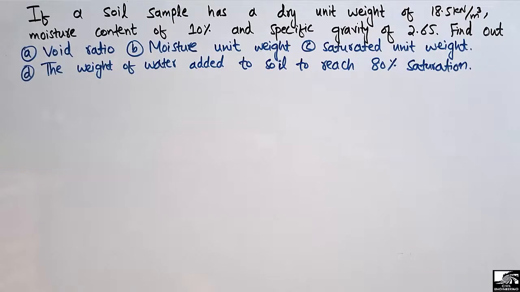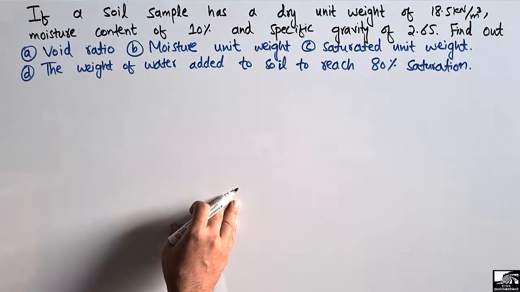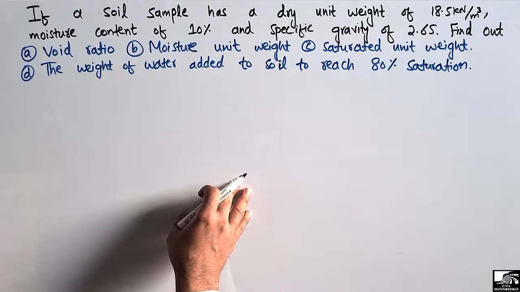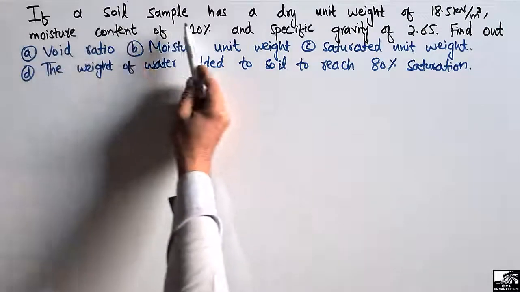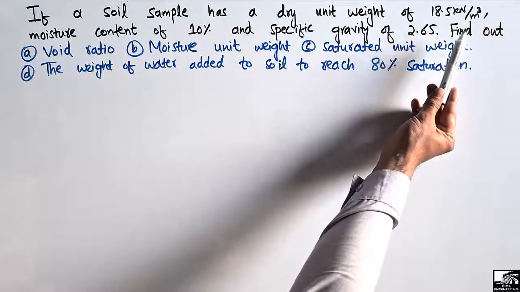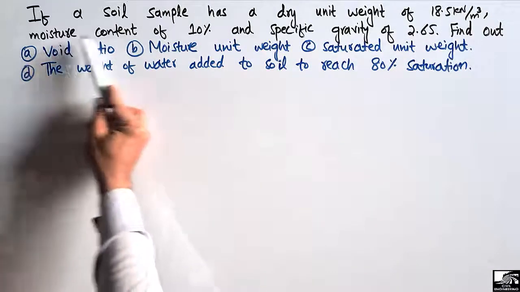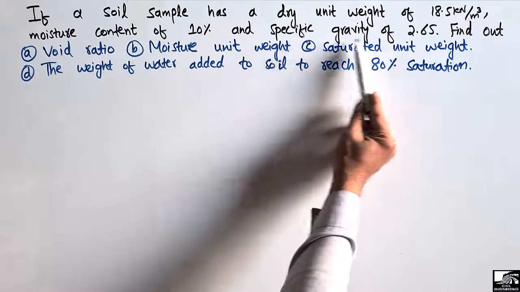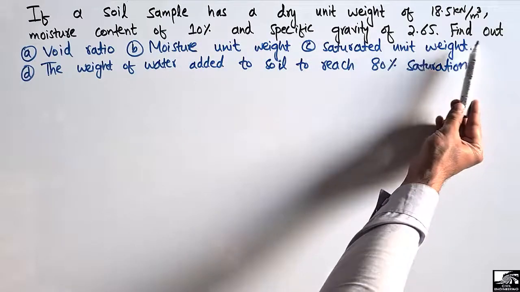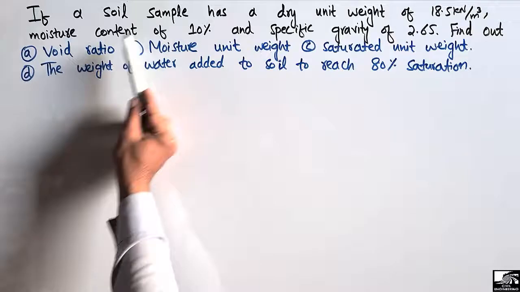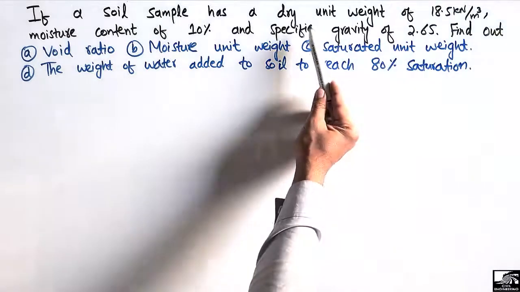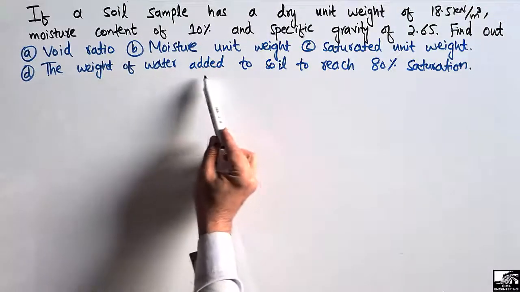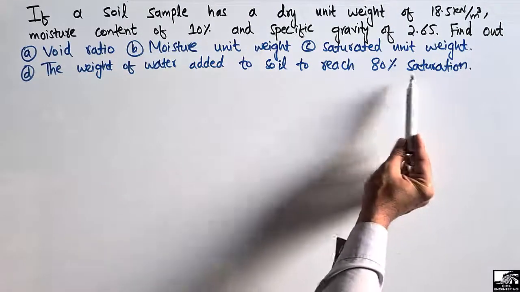Today our lecture is about soil mechanics. In this lecture we are going to solve one numerical problem and find out some unknown parameters for the soil sample. The problem states that if a soil sample has a dry unit weight of 18.5 kilonewton per cubic meter, moisture content of 10% and specific gravity of 2.65, then find out the void ratio for the soil sample, the moisture unit weight, the saturated unit weight for the soil sample, and the weight of water added to soil to reach 80% of the saturation.